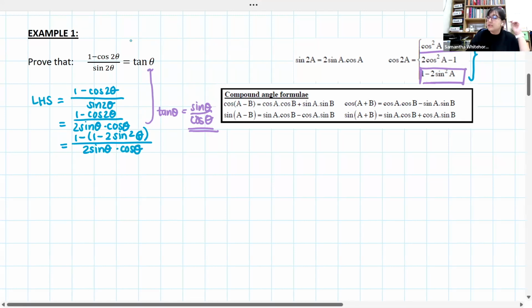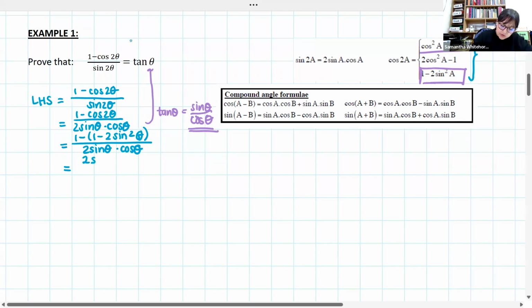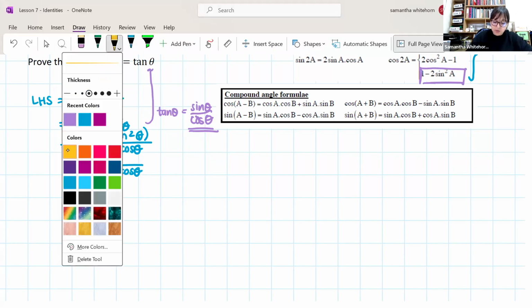Now what you can see is that as I've replaced that double angle, when I distribute in that negative, the 1's cancel out. So actually all I have here is 2 sine squared theta in my numerator divided by 2 sine theta cos theta. Now try and not cancel these out too aggressively. Your marker or your teacher still needs to see what's going on.